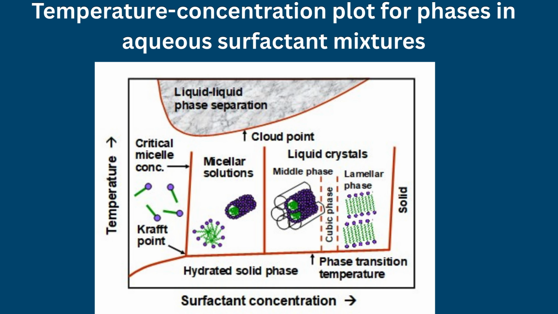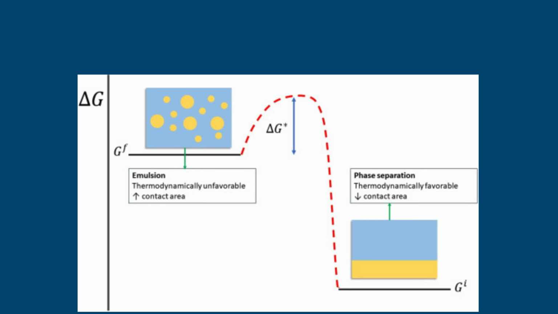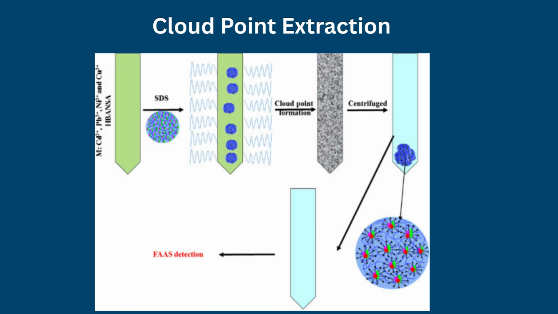Practical implications and applications. Cloud point behavior is critical in various industrial and technological applications. Detergents and cleaning formulations: determining performance at different temperatures. Emulsion stability: phase separation near the cloud point can destabilize emulsions. Enhanced oil recovery: cloud point manipulation is used to control surfactant partitioning. Separation processes: cloud point extraction is used for the purification and concentration of solutes.